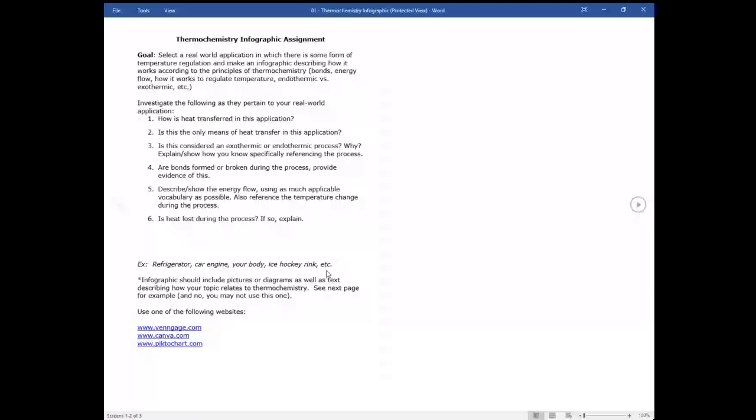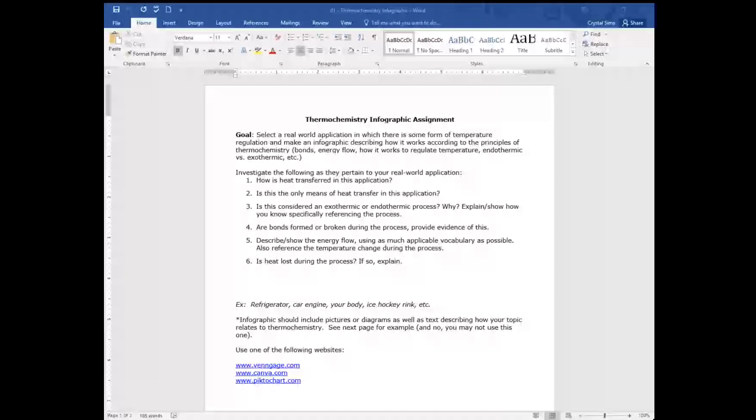So you're going to create a thermochemistry infographic. I don't know why that's not sharing. Let me try again. I don't know why it's not sharing. There we go. Okay.